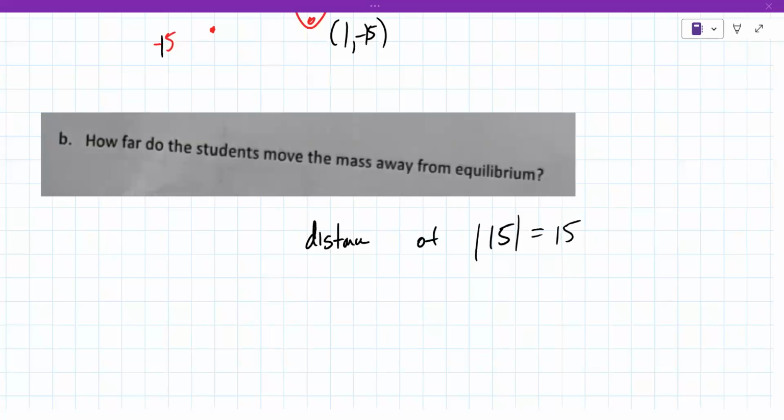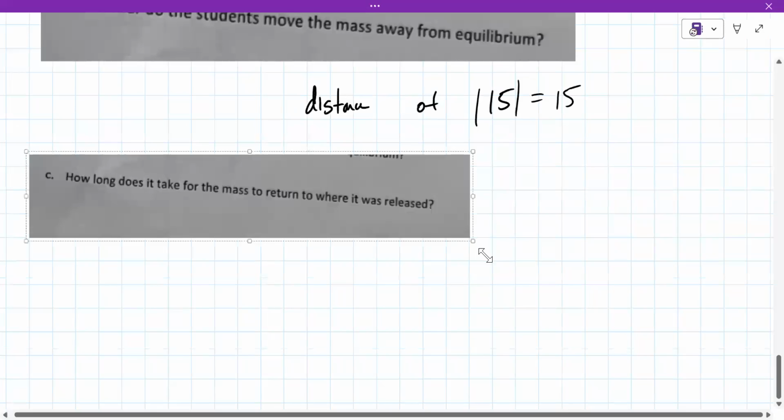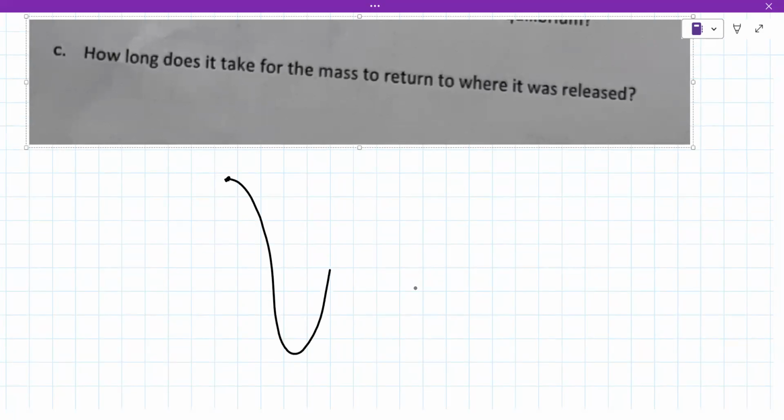Okay, part C. It says, how long does it take for the mass to return to where it was released? That's the time it takes for it to drop down and come back up. It's the time right here. We saw that it started at 0 and ended at 2, AKA this is the period, right? Like the previous problem was the amplitude, this is the period.